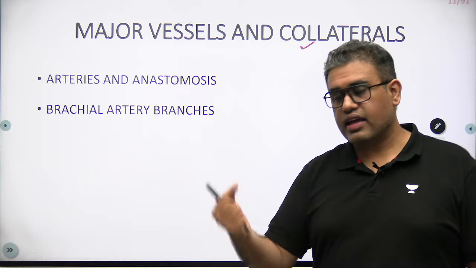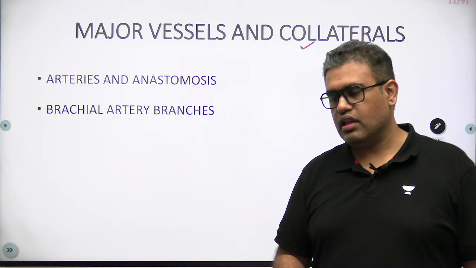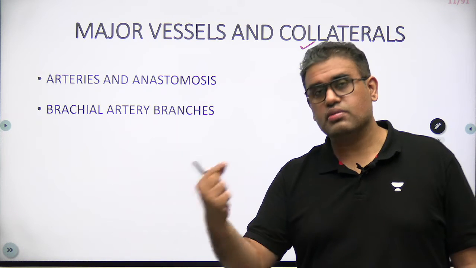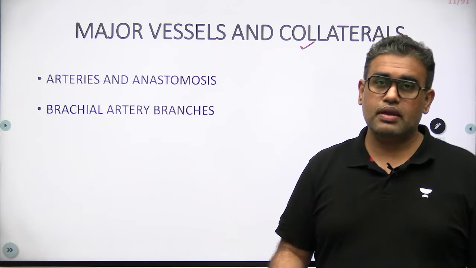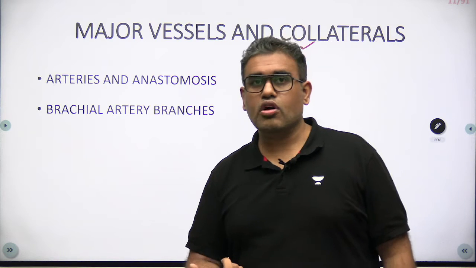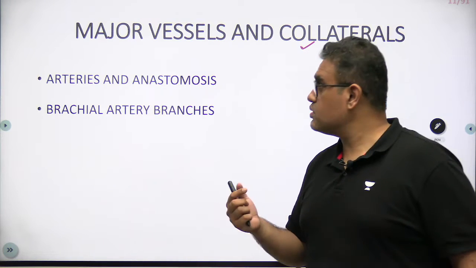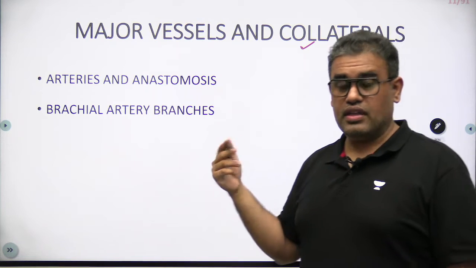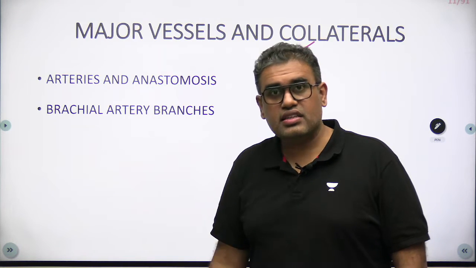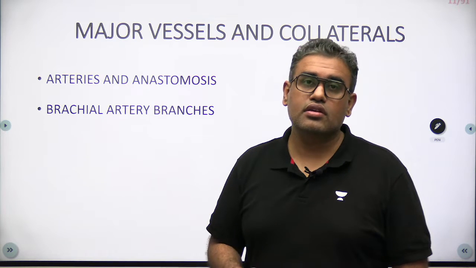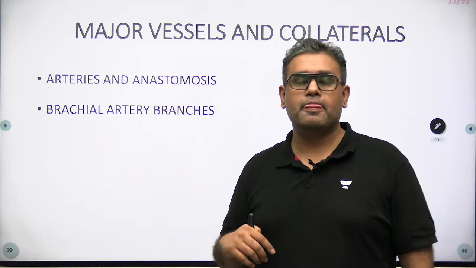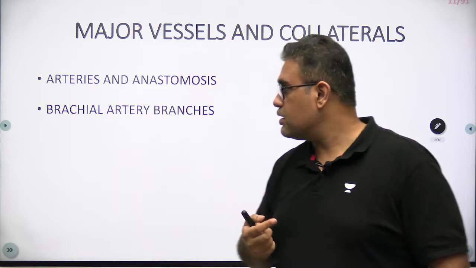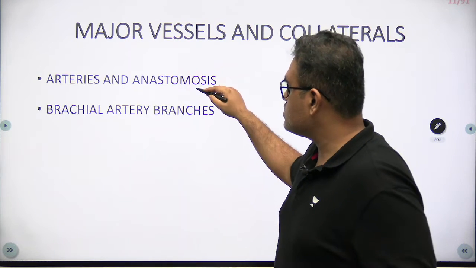Suppose you are ligating an artery anywhere and there is no collateral just proximal to it, then the upper limb is going to be at risk, obviously. So you should know about the collaterals also. Collaterals are found in the scapular region, in the elbow region, even in the shoulder region and the hand regions. Collaterals are everywhere, just like in the lower limb. Wherever we have a major movement of a joint, collaterals are there. Remember that part. So arteries and anastomosis, that is collaterals.